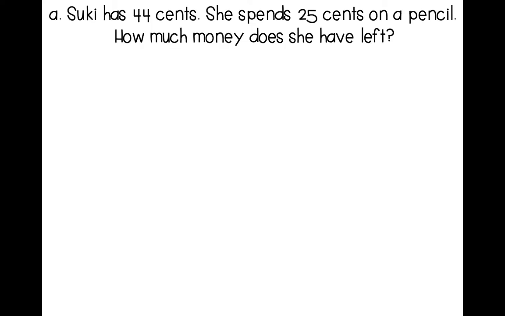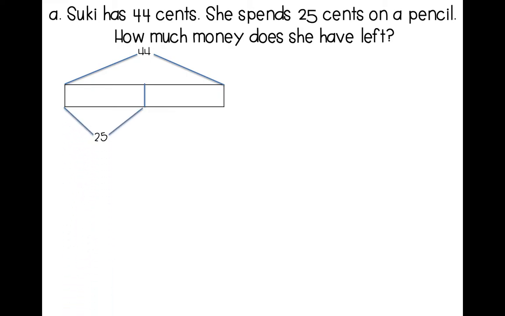Let's start by drawing what we know. Make sure you're doing this with me. We know that Suki starts off with 44 cents. Then she spends 25 of those cents on a pencil. We want to figure out how much money is left of that 44 cents.